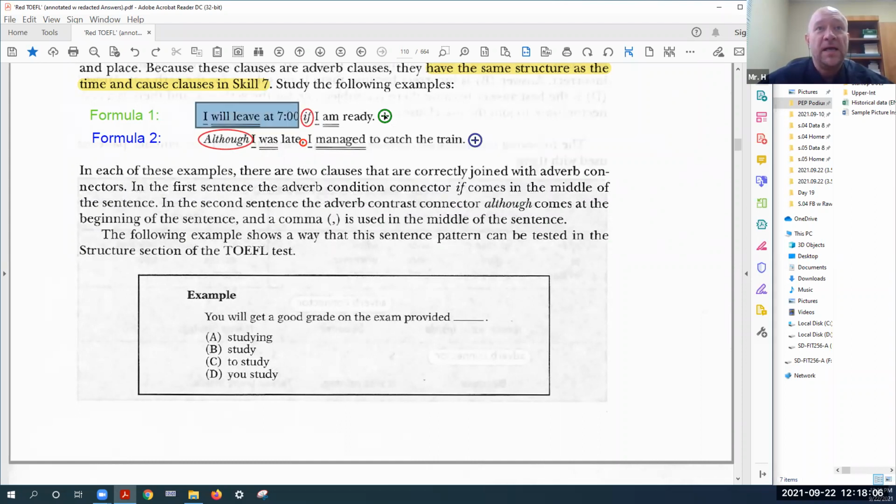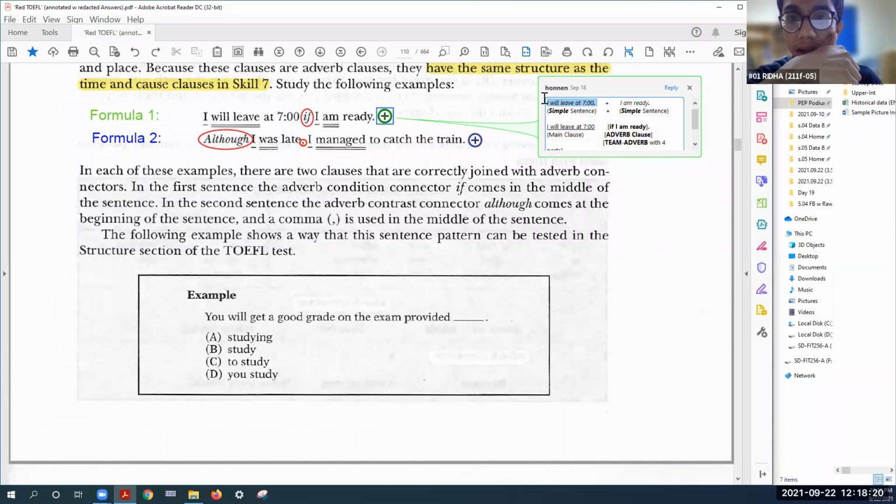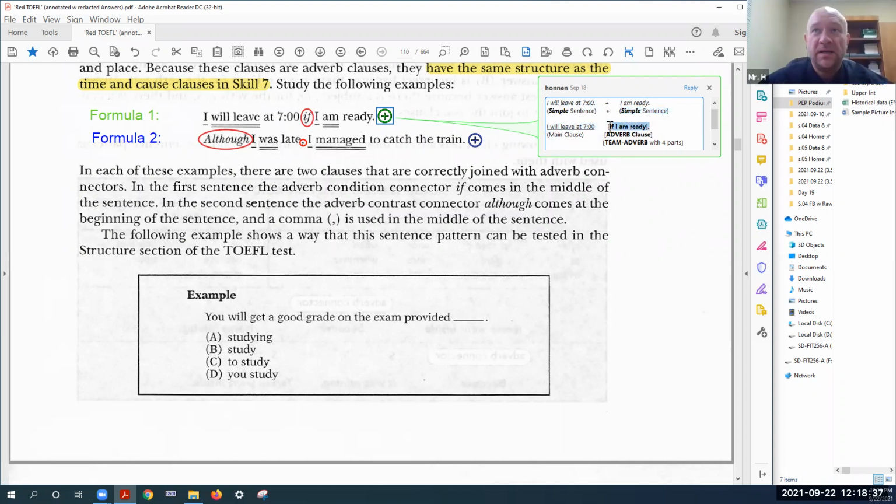Okay. All right. Can you read this, please? Can you zoom in? Actually, I can't make it any bigger. I will leave at 7. What is that? Simple sentence. Good. And on the right, I am ready. Simple sentence. Now we join them. I will leave at 7 is the main clause. Then if I am ready is the adverb clause.